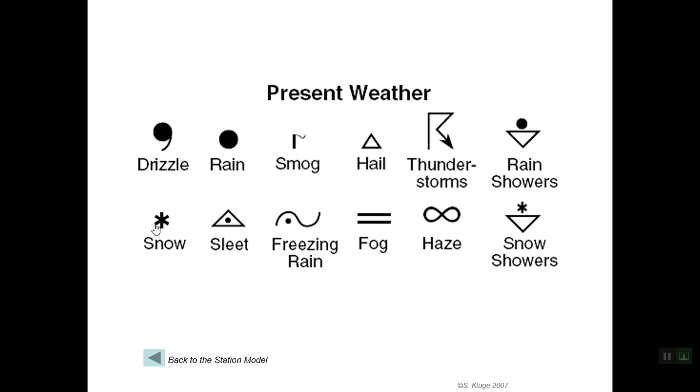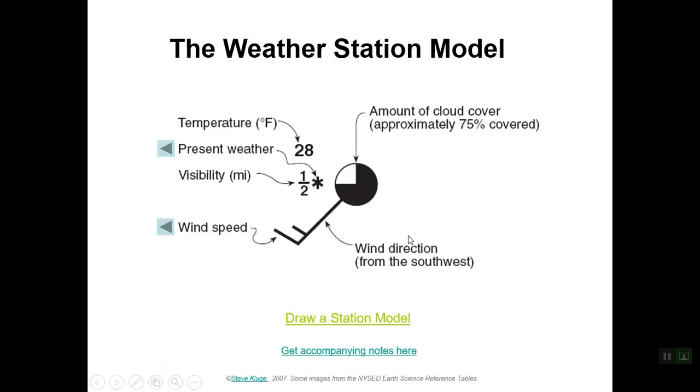For snow, it's like an asterisk or a star. That's what's representing snow. And sometimes they'll put like 1 star means light snow, 2 stars means moderate snow, and 3 stars means really heavy snow. So you can keep an eye out for that as you go through the different exercises. All right, so we have temperature, cloud cover, wind direction, wind speed, present weather of snow, and the visibility is low at 1/2 mile. Next up, we have barometric pressure.